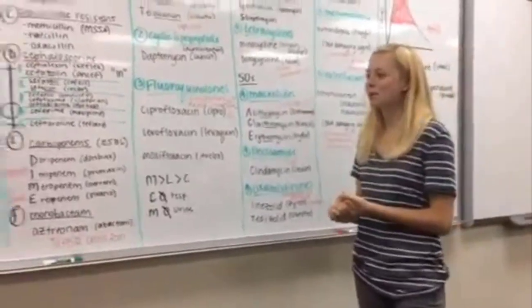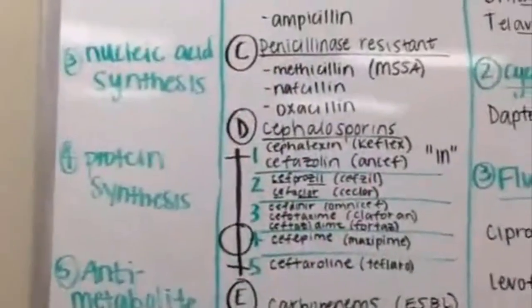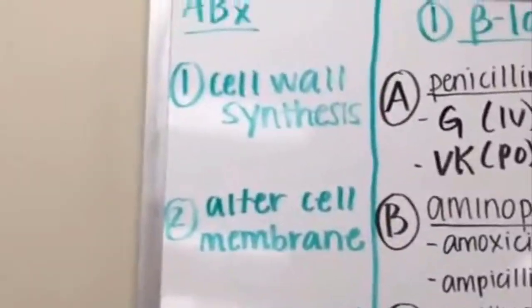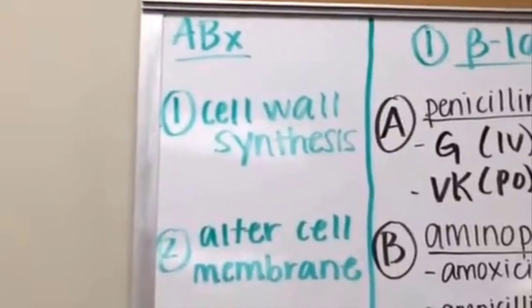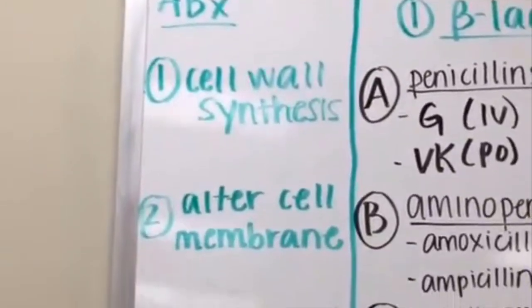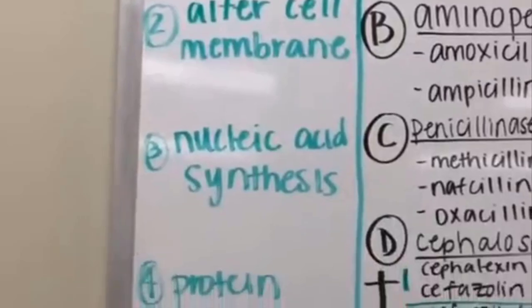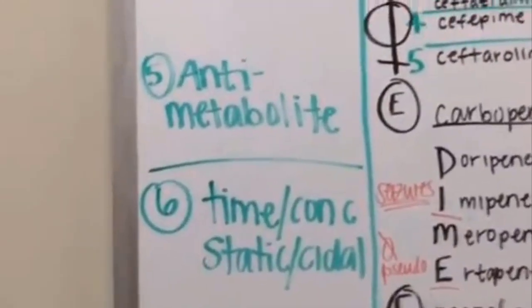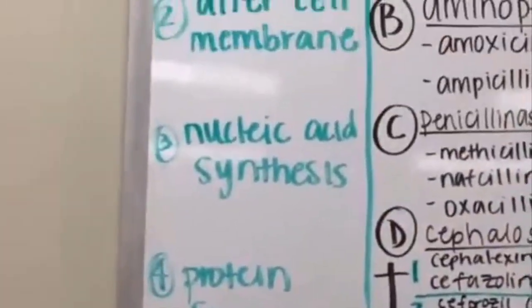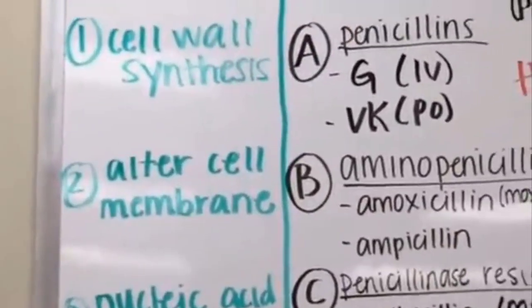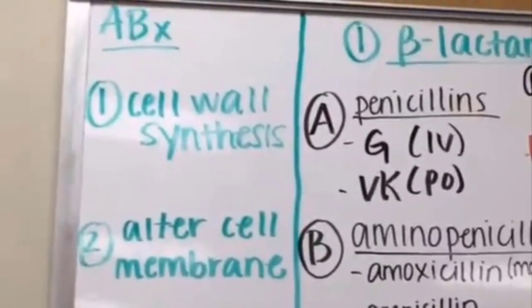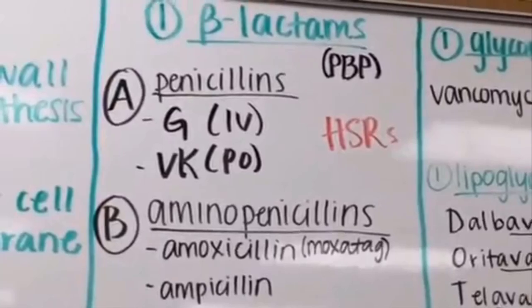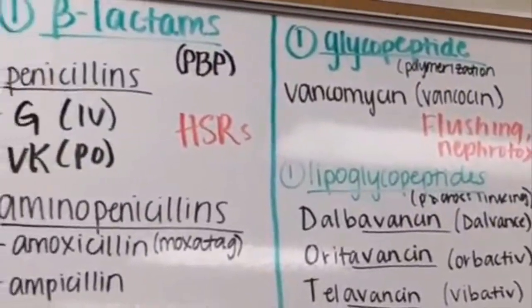And today we're going to be going over antibiotics. So kind of breaking down all the different antibiotics into their different mechanisms of action. And then at the end, we'll be focusing on time versus concentration dependent and static versus cidal as well. So really the first category that I broke everything down to is going to be inhibiting cell wall synthesis. And these can be broken down into our beta-lactams, our glycopeptides, and our lipoglycopeptides.